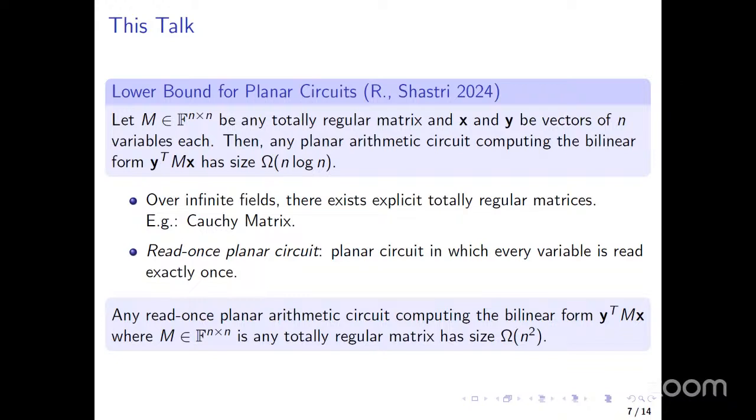This matrix, if you have seen it before, has a special status in coding theory. They are called MDS matrices, maximally distance separable matrices, because they can generate MDS codes that achieve the Singleton bound. Over finite fields, we do not know constructions of explicit totally regular matrices. So these statements work over infinite fields.